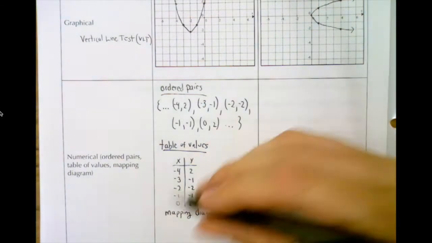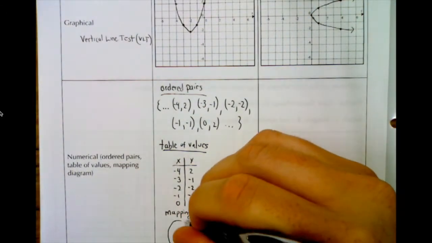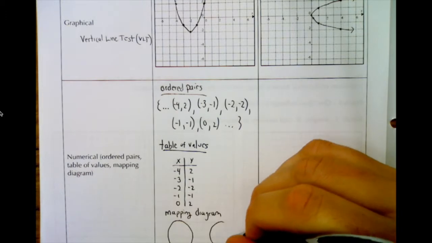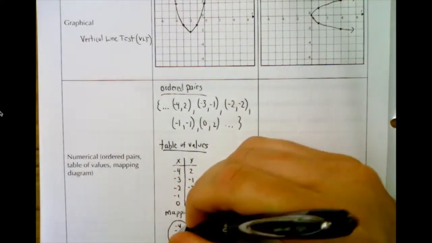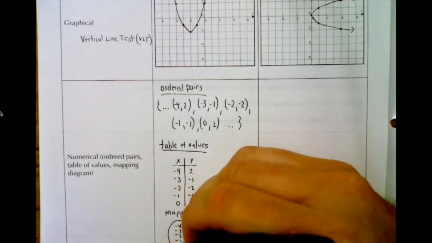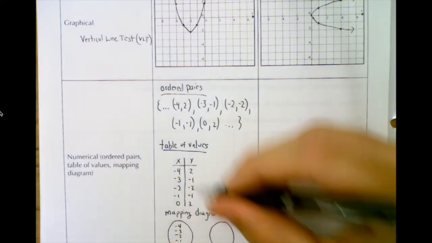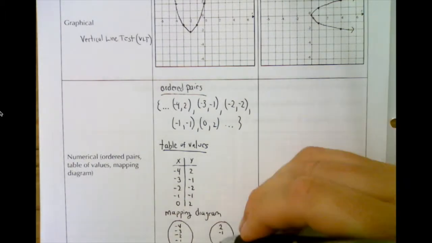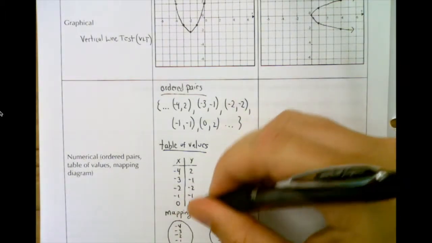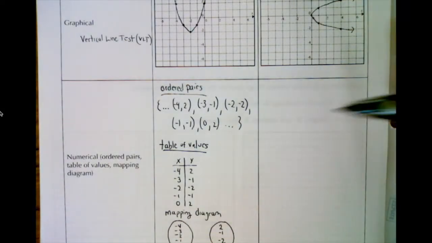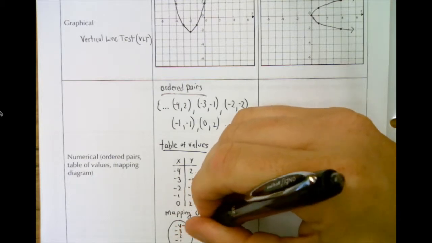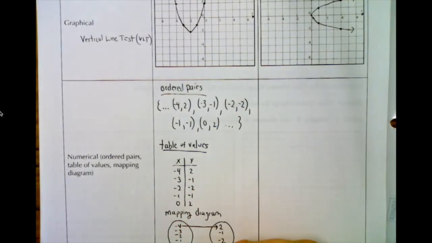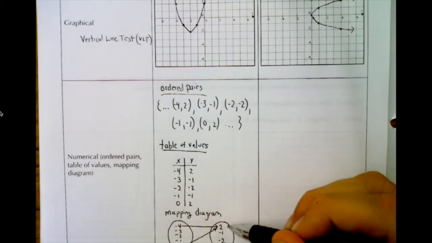We map all of our x values in a circle onto all of our y values in another circle. So our x values are -4, -3, -2, -1, and 0. And our y values are 2, -1, and -2. And notice there's some repeating y values. But what you'll see when we connect our lines here, -4 corresponds to 2. And 0 also corresponds to 2. So two different x values have the same y value, which is okay.